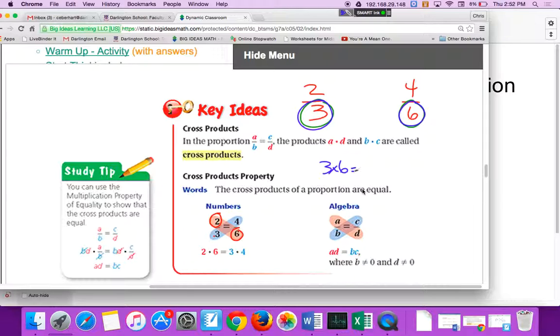3 times 6 is 18. So we're going to change both of these: 2/3 will change to a denominator of 18, and 4/6 will change to 18. That we know for a fact will be a common denominator. But whatever we do to the denominator, we have to do to the numerator also. So the 3 in 2/3 changed to 18 by multiplying by 6, because 3 times 6 is 18.